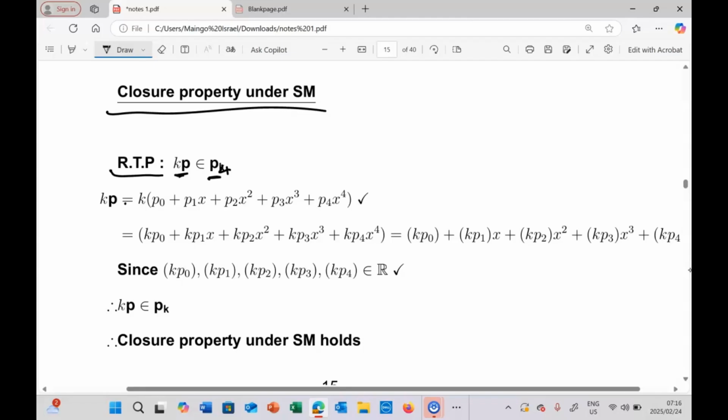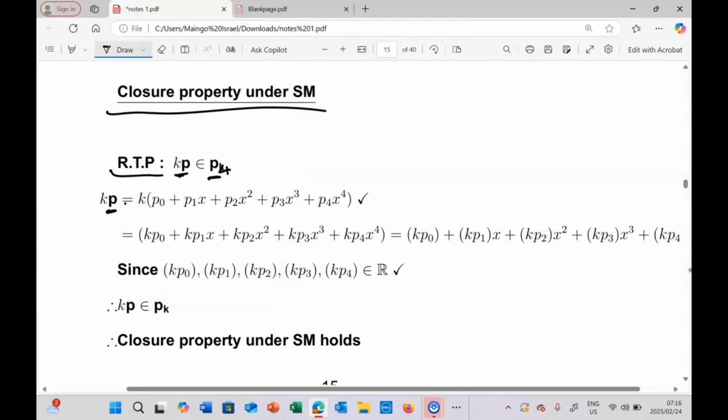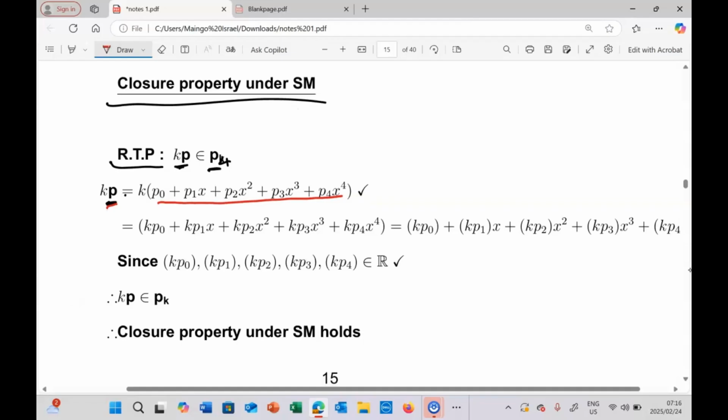So now this is K times P. We are starting here. It equals K times this P. This P is these guys. So what we have to do is just multiply by K, a scalar. We multiply by a scalar to each term of the polynomial. So this is just K times P naught, KP naught, plus KP1x plus KP2x squared plus KP3x cubed up to plus KP4x to the power 4.